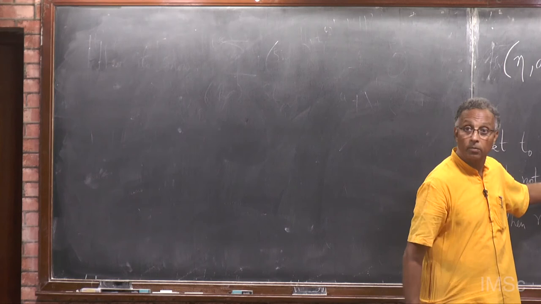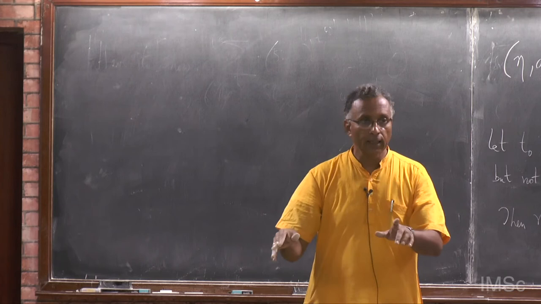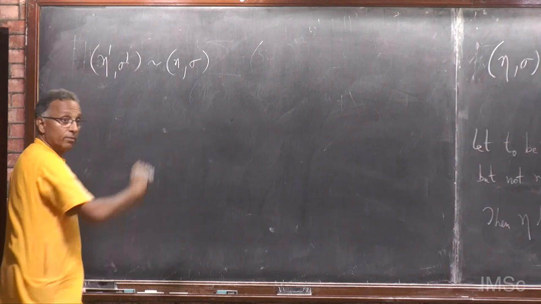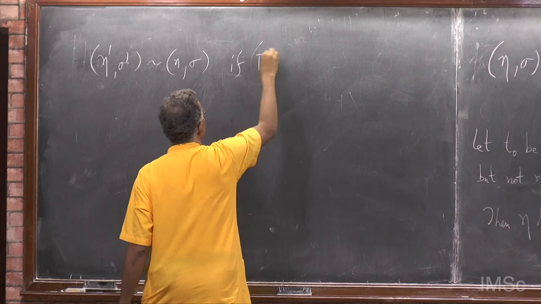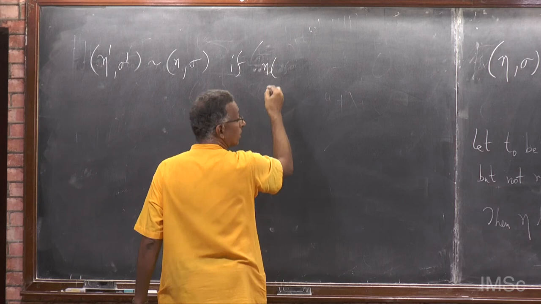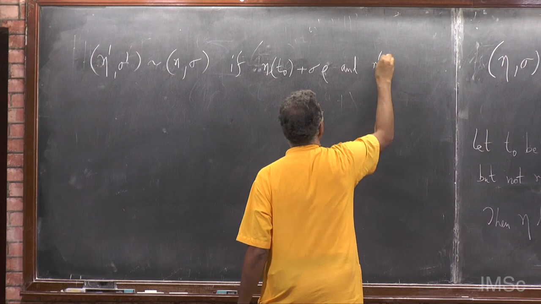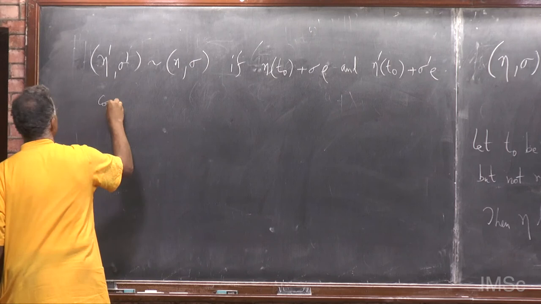Now, if you want, I can put an equivalence relation between two paths. I introduce a relation: eta prime, sigma prime is related to eta, sigma if eta at T naught plus sigma rho and eta prime at T naught plus sigma prime rho coincide after T naught.